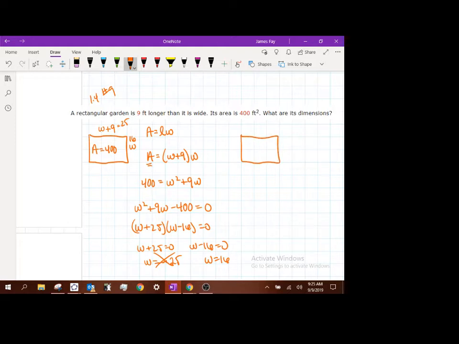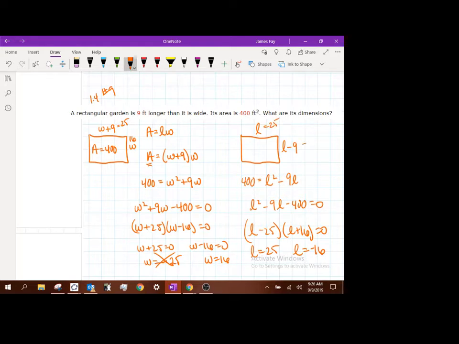Okay, now it says a rectangular garden is 9 feet longer than it is wide. Let's say I don't know what the length is. So I call that L. Could I call this L minus 9? Is L still 9 more than the width? Does that make sense to everybody? So I could rewrite this as 400 is equal to L squared minus 9L. L squared minus 9L minus 400 is equal to 0. Factor that, I get L. It's going to be the same two factors, but now the 25 is negative, the 16 is positive. So it's going to give me L to be 25 or L to be negative 16. Now you see that that's got to be 25, and then that would be the 16. Does that make sense?